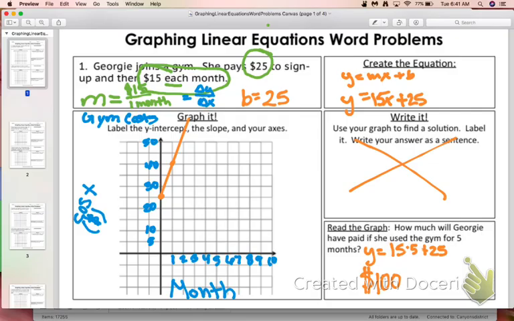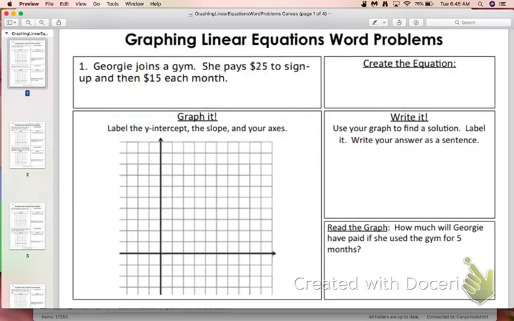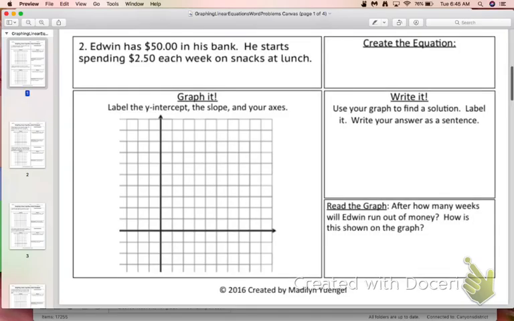Okay, now let's try the next one. All right, try this one by yourself, circle, and see how far you can get without me. Okay, so I've circled $50 and $2.50 each week. So Edwin has $50 in his account, and he starts spending the money, and he will spend $2.50 each week. So I can see that $2.50 is going to be my slope because I have 2 units.